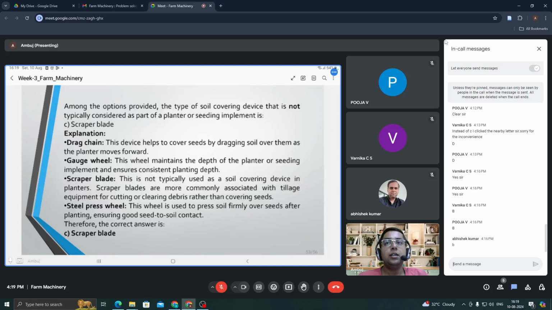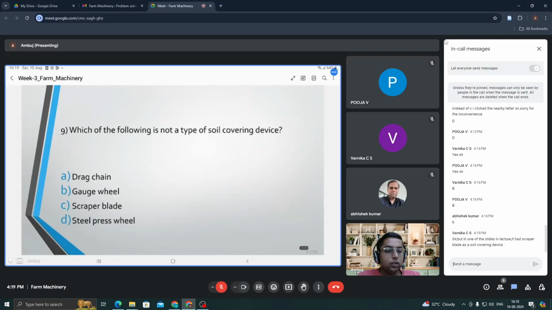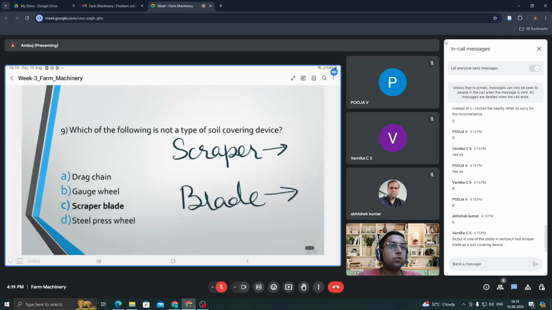Then steel press wheel is there. It is a very good option for pressing the soil firmly over the seeds after the planting, ensuring good seed to soil contact. But one of the slides in the lecture had scraper blade as a soil covering device. Good. Definitely, it's also a soil covering device because scouring is also there. Scouring is there, removal is there, then deposition is there in some other place.